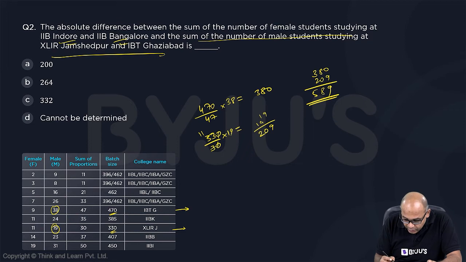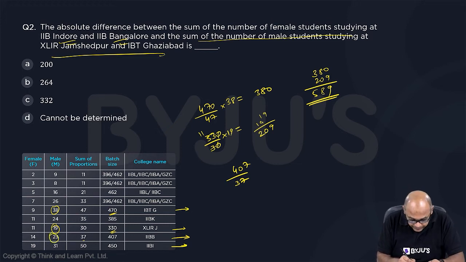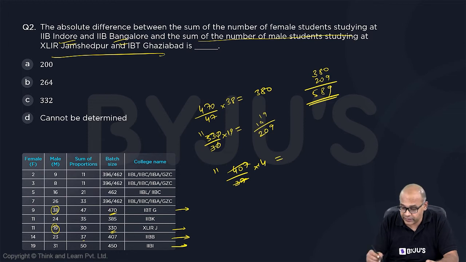Then I'm looking at Indore and Bangalore. Where are Indore and Bangalore? Indore is over here and Bangalore is over here. So 407 by 37, this is the part, and I'm looking at females. So females is not 23, sorry, females will be 14. So this will be 11 times 37, 11s are 407. So 11 into 14, so 14 and 14 will be 154.